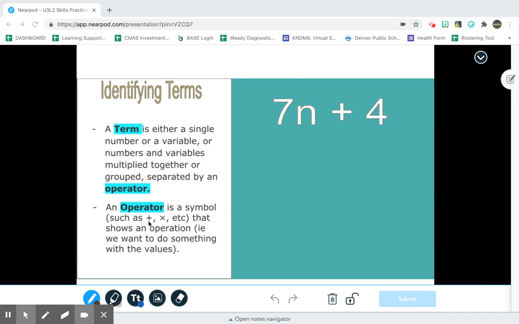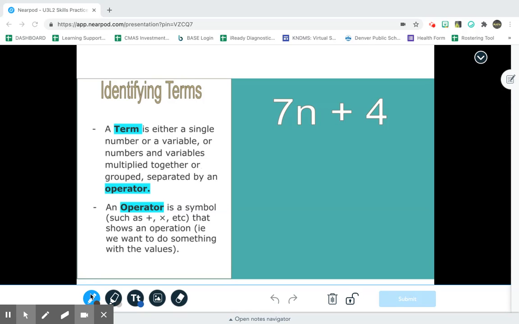An operator, as you see down here, is a symbol such as the plus sign, the multiplication sign, subtraction, division sign that shows an operation. We want to do something with that. So what are we going to do? What math are we doing? When we think about an operator, it's the math that we're doing.